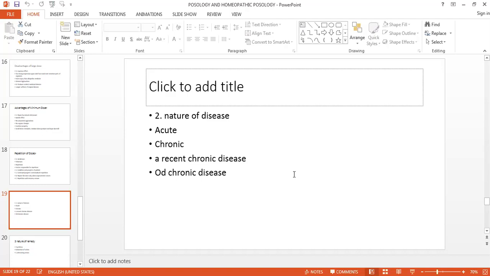Similarly, in chronic disease also, the medicine may be repeated at an interval of 14, 8 or 7 days. If you want to repeat a higher potency, you have to give a single dose of the higher potency, and with that you have to give placebo and repeat it after 1 month. Because the action of the medicine generally remains for 1 or 1.5 months. So repetition should depend on the nature of that medicine.